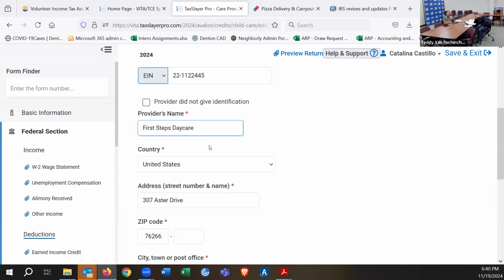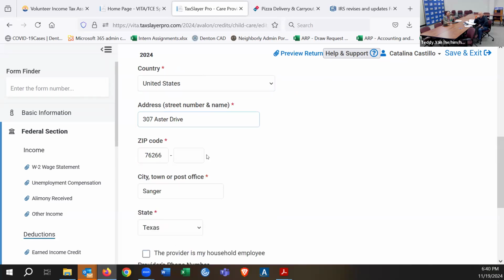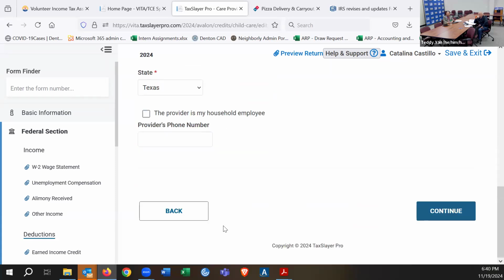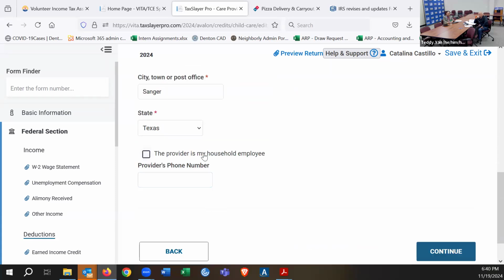Put the provider's name, their country, their address, their zip code, their city, their state. There is something here if there's an in-home childcare situation, if someone hires a nanny. This is how to add that. That adds some complication to claiming the credit, but this is where we're going to enter that info.